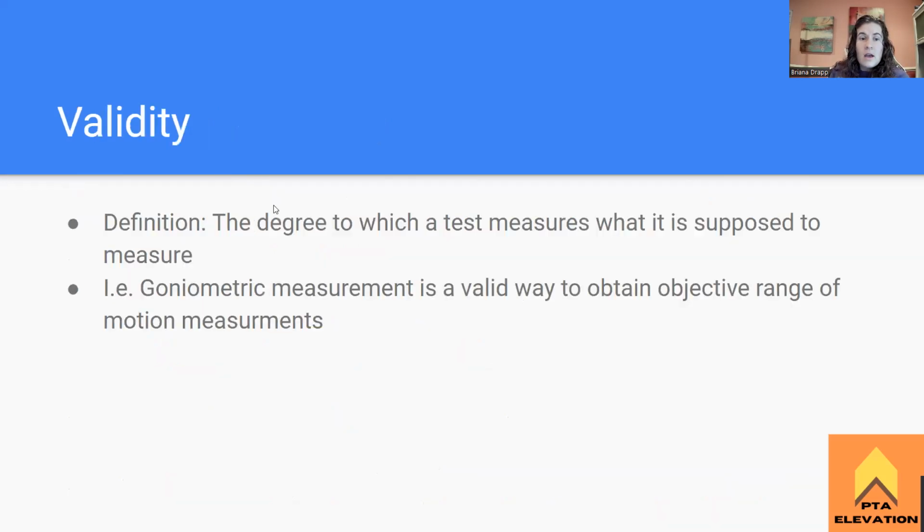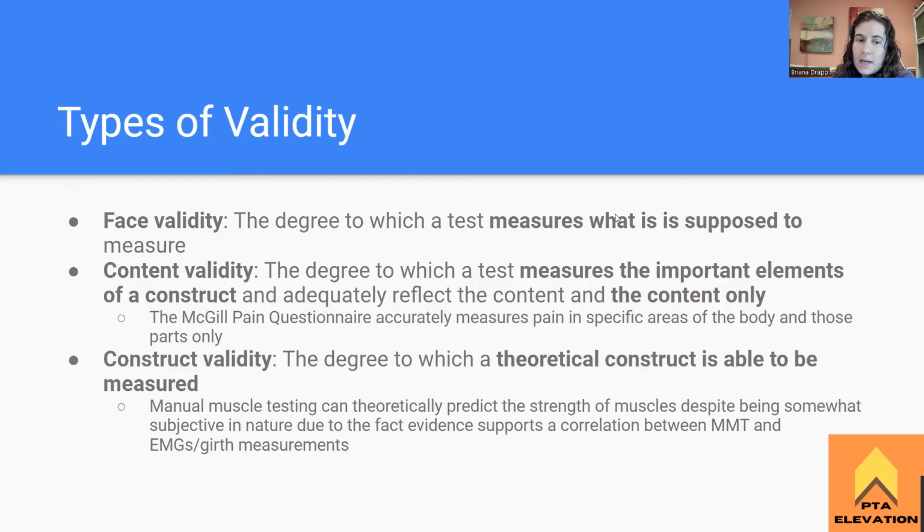All right, guys. Now, validity, on the other hand, is the other one the board is going to talk about. This is the degree to which a test measures what it's supposed to measure. So for example, goniometric measurements are a valid way of measuring objective range of motion. Does using a goni allow you to test range of motion in a way that is accurate to the actual degrees that it bends? Yep. So that means that the goni is doing what it's supposed to do. So that's what validity is. And I'll explain how I think of the two and my little quirks to help me remember at the end, but let's talk about the different types of validity.